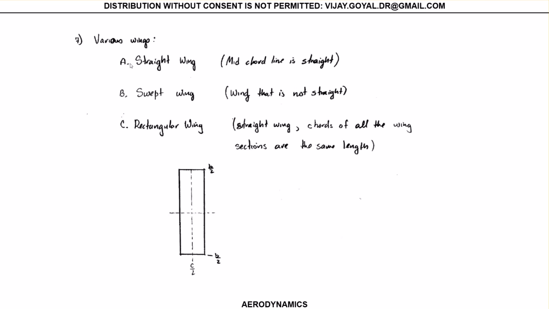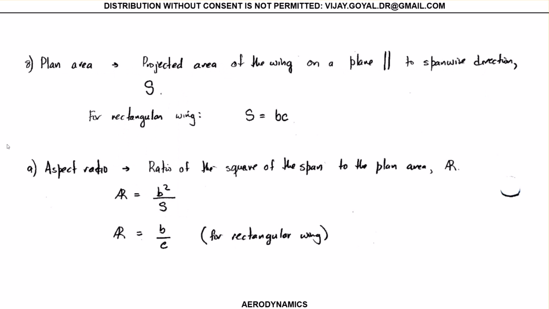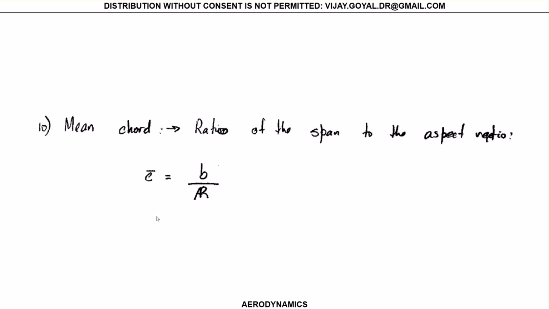Then the other things, you have various cases. Straight wing, I already talked about this, right? This is a straight wing. You can have a case of tapered wing where now you have a sweep angle. Then the plan area is nothing else than S equals b times c. Span times the chord. The aspect ratio, we talked about this. The mean chord, we also talked about this. The mean chord, again, is the span divided by the aspect ratio. Sometimes you write it like this, but you can also write it AR, no problem with that.